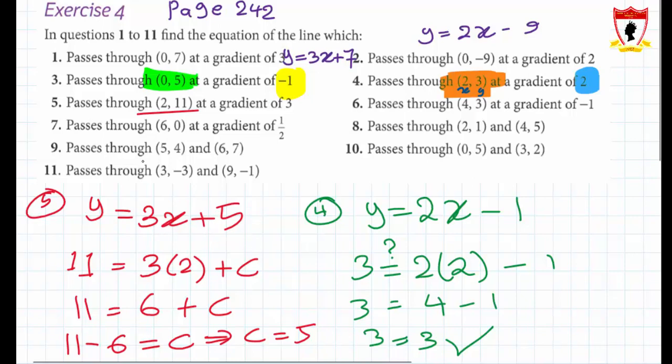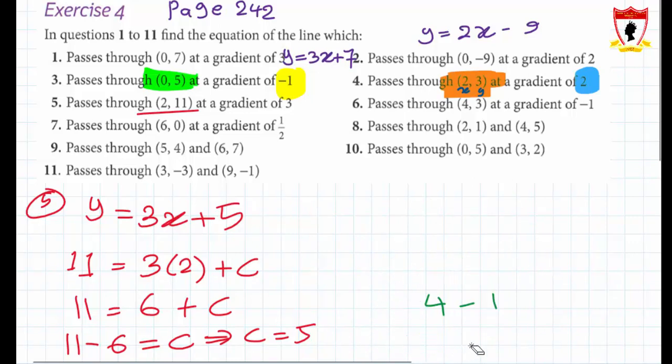Questions 6 and 7, again, you see one point is given with the gradient, and like how we did the last 4 questions, you can find the equation of the graph for questions 6 and 7. So I'm going to do 7 because the gradient is a fraction. Let's see how we can deal with this. And for the last 4 questions, from question 8 to question 11, there is no gradient. We have to find the gradient and then the y-intercept. I'll show you how.